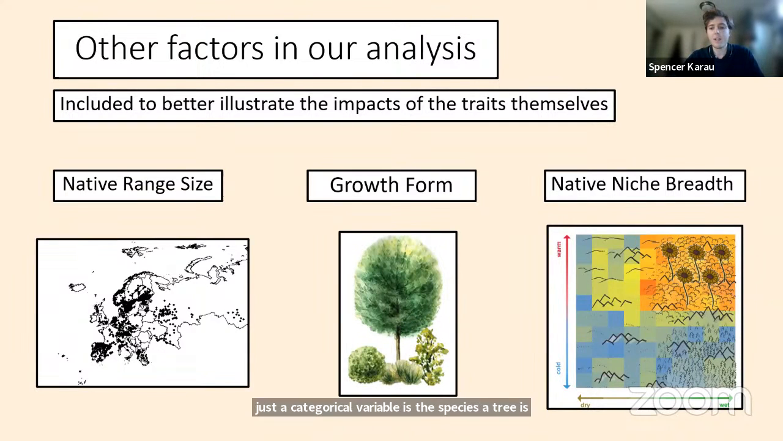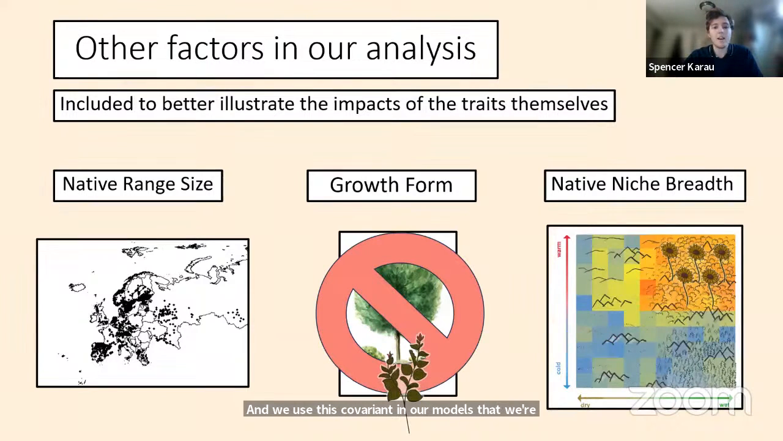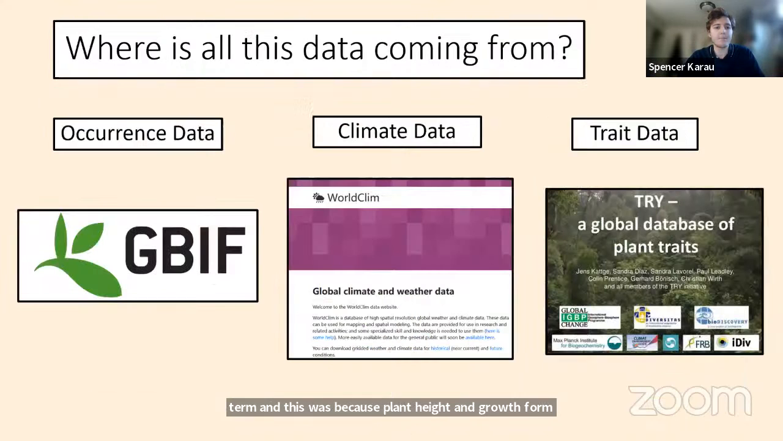Is it a shrub? And finally, we also had native niche breadth. This is just a measure of what sort of climates or niches the species was found in its native range. Was it found in a broad range of niches, or was it found in very specialized niches? We use this covariate in our models that are dealing with expansion in climate space. Another thing to note is that when we ran models that used plant height, we actually removed the growth form term. This was because plant height and growth form were seen to be significantly correlated with one another.